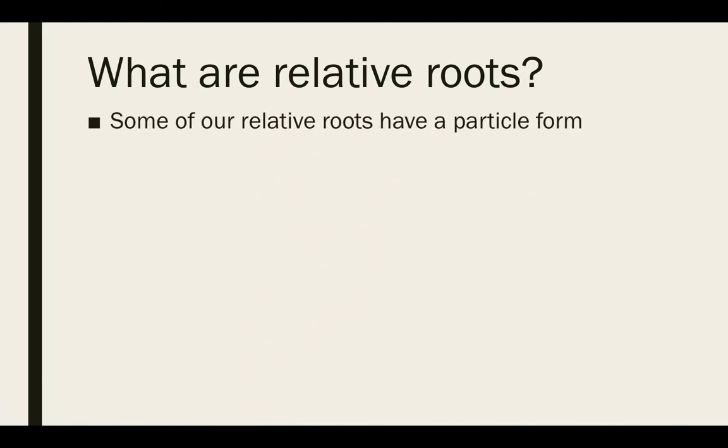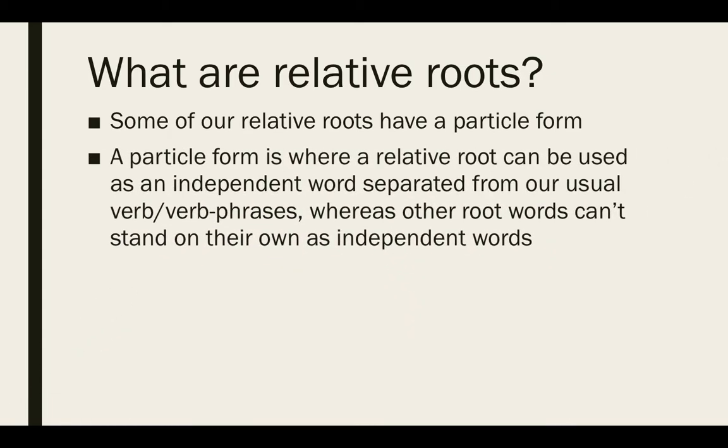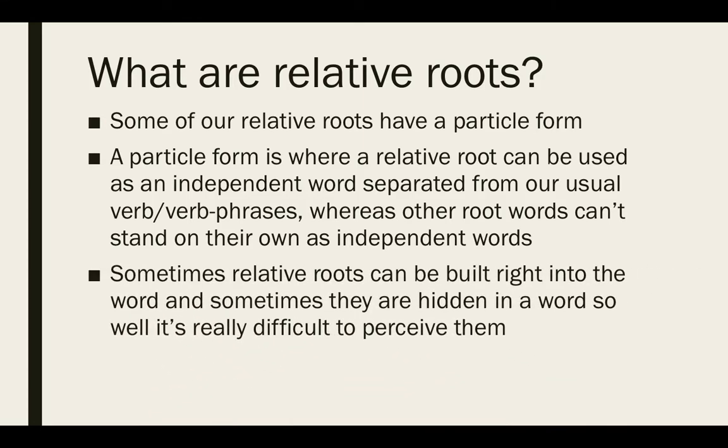Some of our relative roots have a particle form. A particle form is where a relative root can be used as an independent word separated from our usual verbs or verb phrases, whereas other root words can't stand on their own as independent words. Sometimes relative roots can be built right into the word, and sometimes they are hidden in a word so well it's really difficult to perceive them.